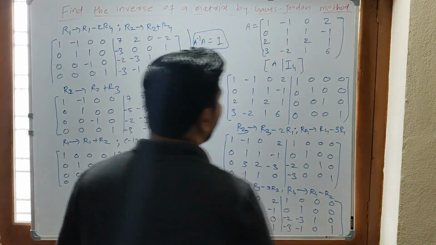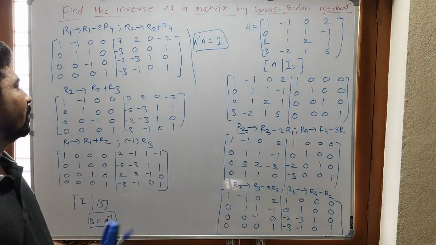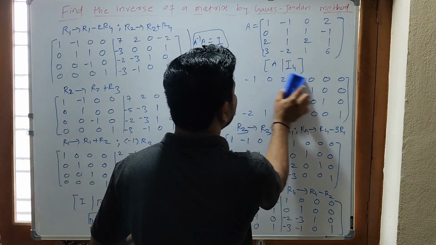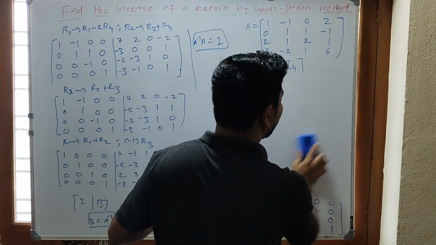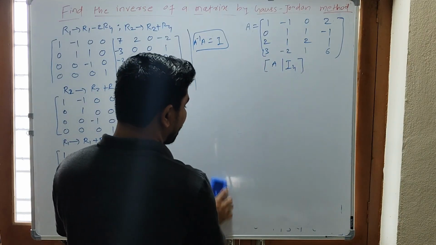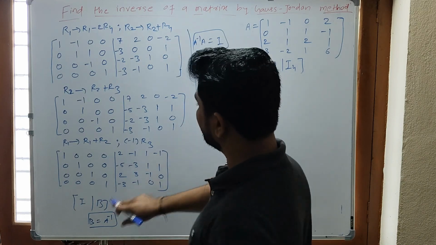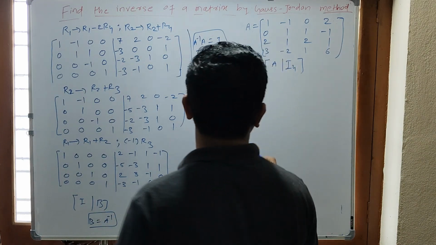So I hope all of you write this. I don't have space, that's why I will rub this part. Here I will calculate whether this matrix is the inverse or not. So first we have to verify whether the given matrix is the inverse or not. If this B matrix is the inverse, then B into A equal to I, we have to show.